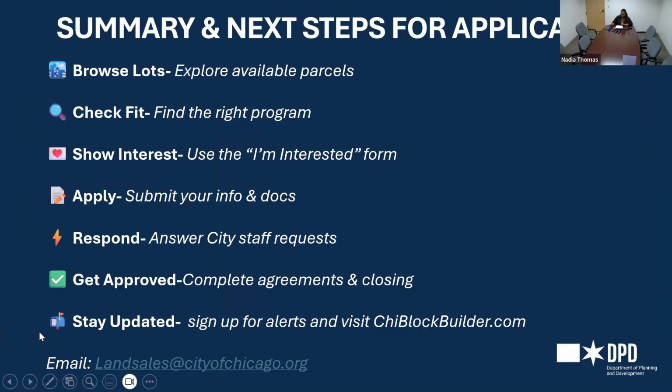So let's recap your path to purchase. You want to browse for lots, explore available properties on the ChiBlockBuilder map, check the fit to determine which program you qualify for, show interest if the lot isn't open, fill out the I'm interested form, apply, submit your completed application and documents online, respond, watch for any follow-up requests from city staff, get approved, move through the review and closing process, and stay updated.